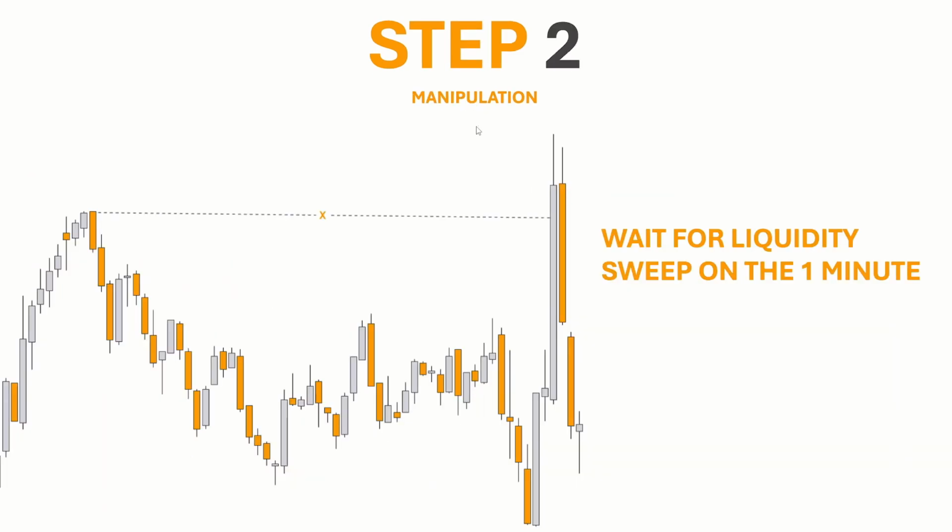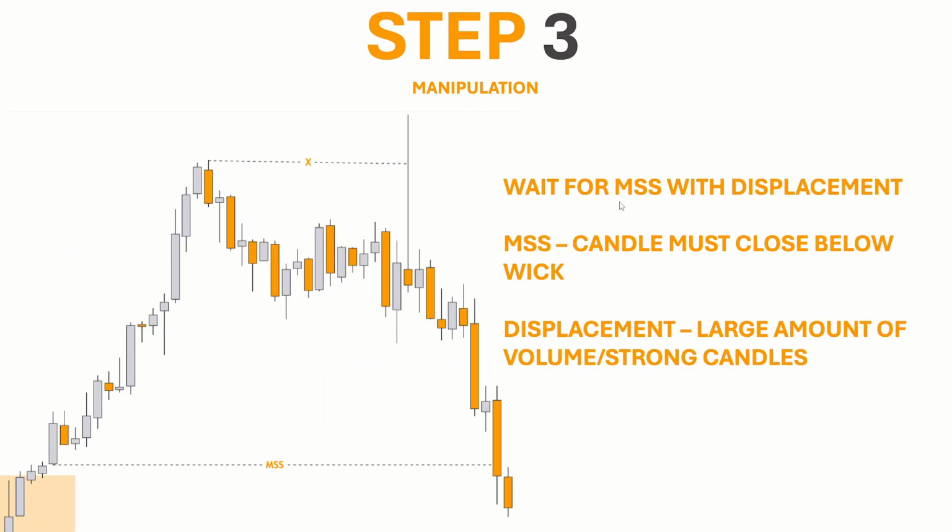Now, this takes us on to step 3. Once we've got our liquidity sweep on the 1 minute, we want to wait for a market structure shift with displacement. Now, what is a market structure shift? So, a market structure shift is when market changes in trend. So, if we are bullish, market forming higher highs, higher highs, higher highs, lower lows, lower lows, lower lows. Market then changes in trend with displacement.